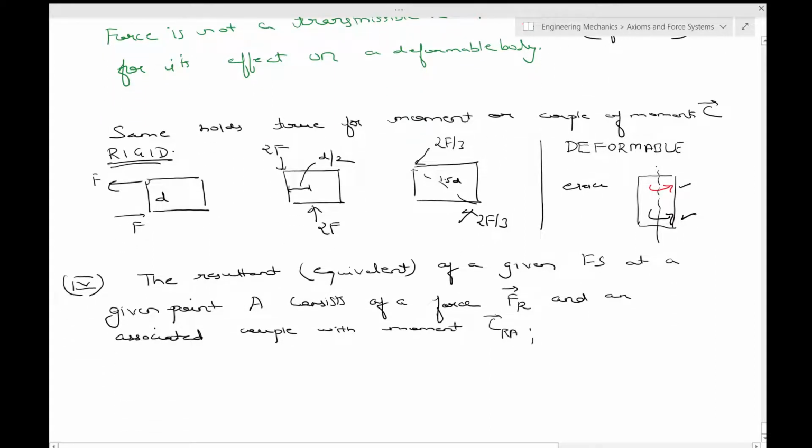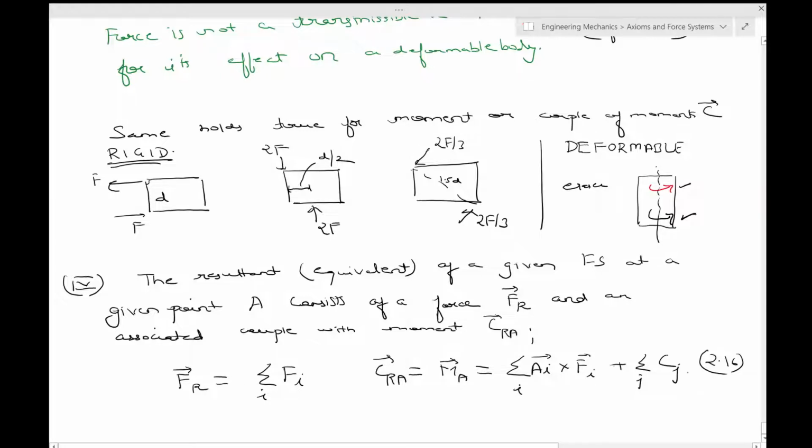And how would you find them? Well, the resultant force is the summation of Fi, and the resultant couple CRA is equal to the summation of MA plus AI cross Fi plus Cj. So this we have already seen before. This is equation 2.16.